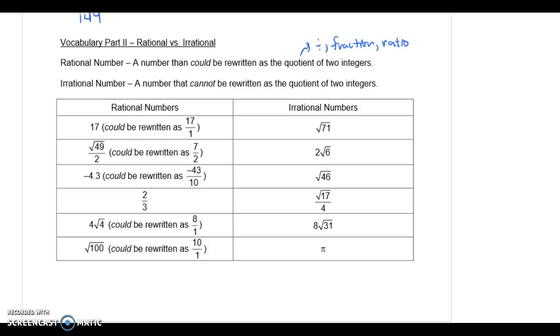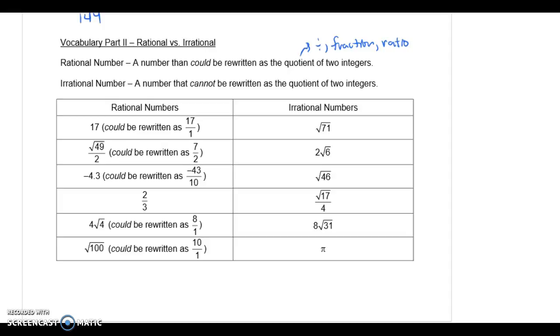So if we look at the column there where we have rational numbers, we have 17, we can write that as 17 over 1. The square root of 49 is just 7, so that expression right here becomes 7 over 2. Negative 4.3 means negative 4 and 3/10, so we can make it negative 43/10, and so on. All of these are rational numbers.